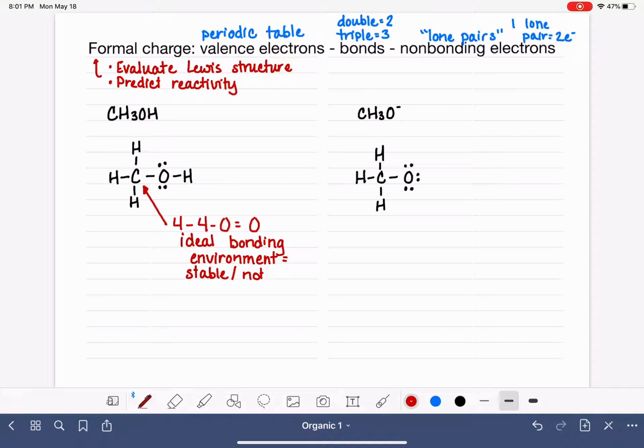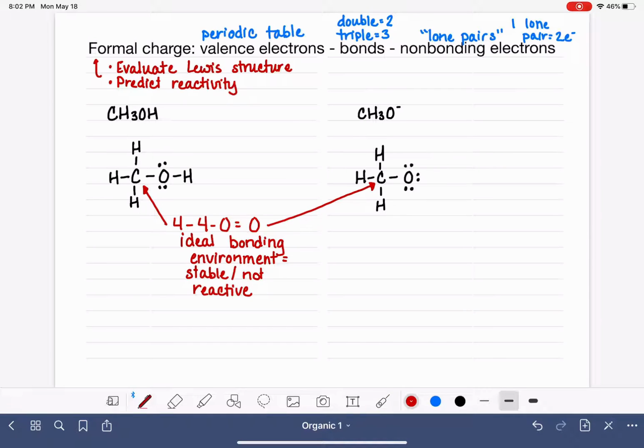There's nothing wrong with it, so it doesn't have any motivation to try to fix some sort of bad bonding situation. So that's a very stable carbon. And if we look over at our other molecule as well, we're going to see that that carbon is going to have the exact same formal charge. Also has a valence of 4. It also has 4 bonds and no lone pairs. So both of those carbon atoms are going to be perfectly stable.